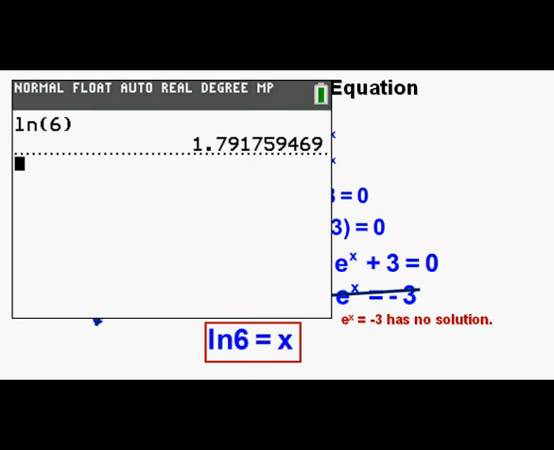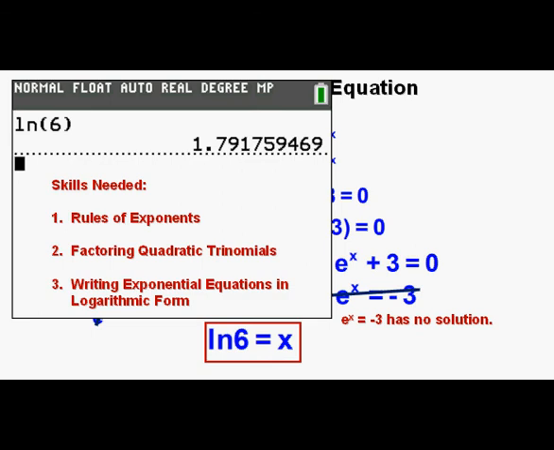I like this problem because it combined the knowledge of the rules of exponents, factoring quadratic trinomials, and knowing how to change exponential equations into logarithmic equations as prerequisite skills for being able to solve this problem.